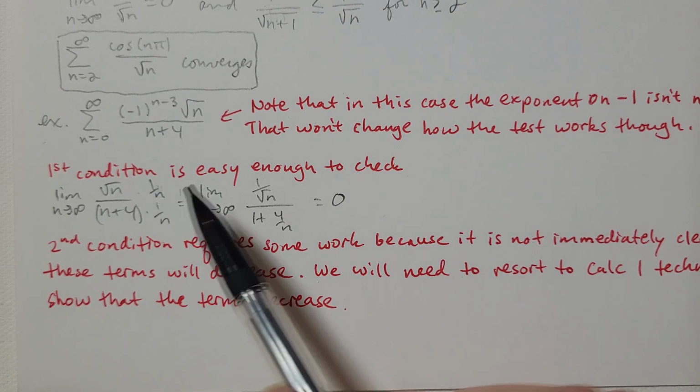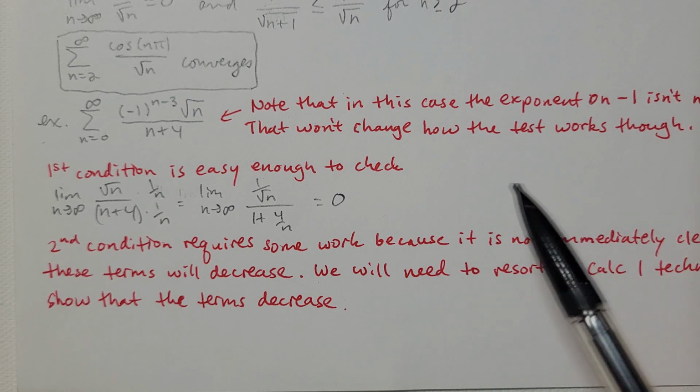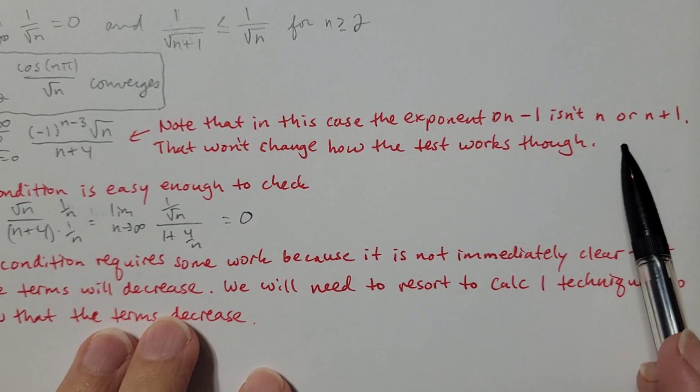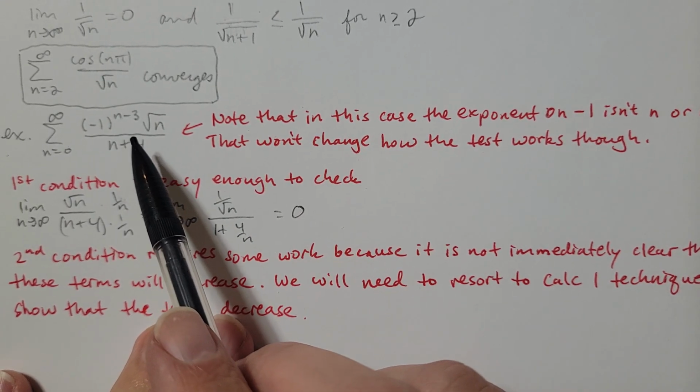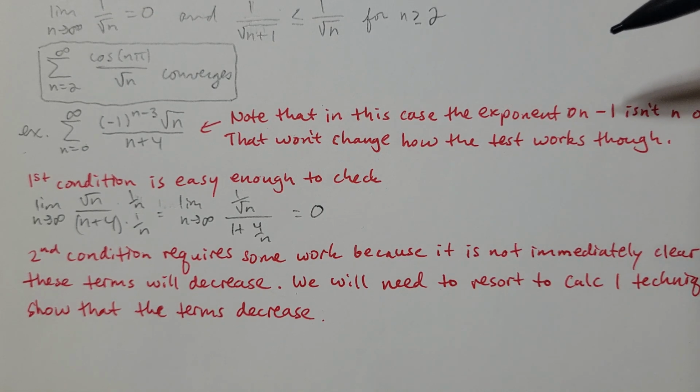Let's take a look at this next one here. So I got the summation as n equals 0 to infinity of -1 to the n minus third power times the square root of n divided by n plus 4. Okay, now notice that in this case, the exponent on -1 isn't n or n plus 1. That's not going to matter. I still should recognize this as the series will alternate terms.